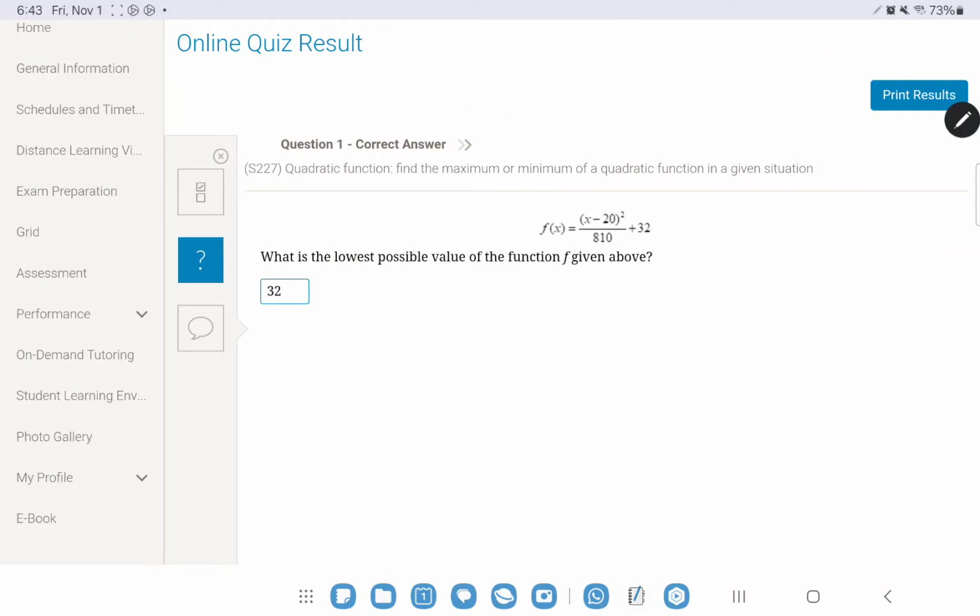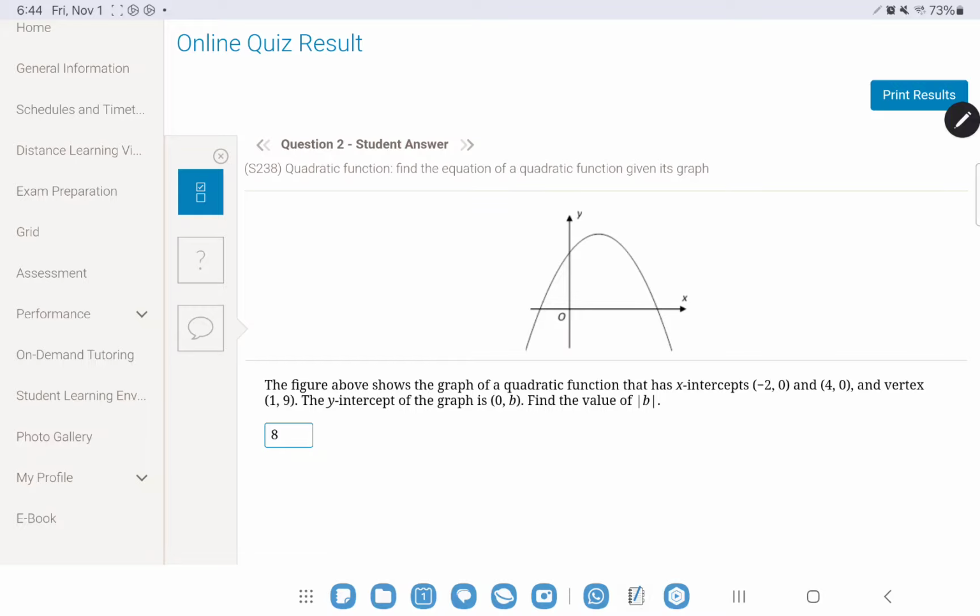Whenever you see a question like this that asks what's the lowest possible value, if you have a positive a, or no a at all, take this last number. Or if you have a negative a and they ask you what's the highest, also take the last value. That's it. That's going to be your answer.